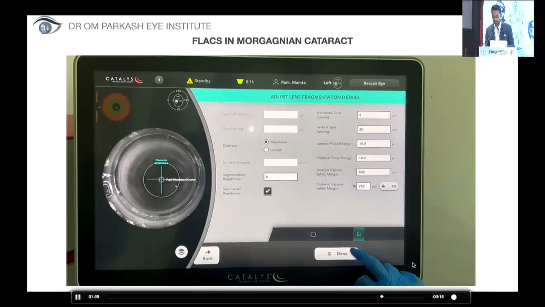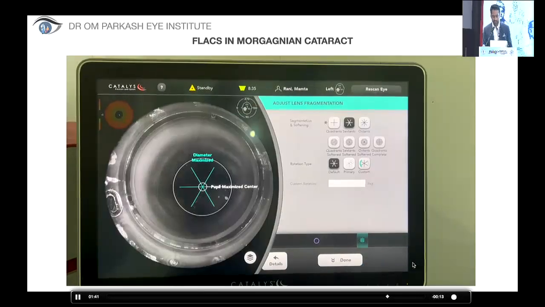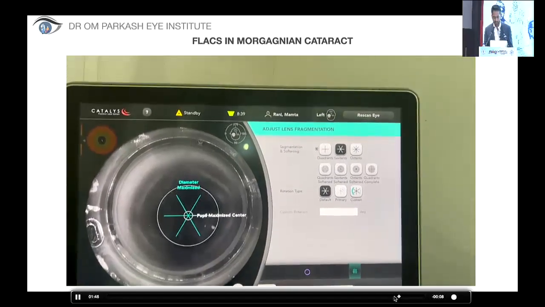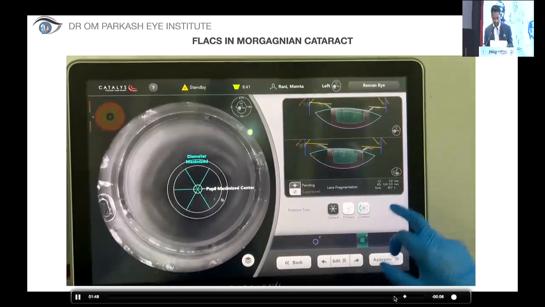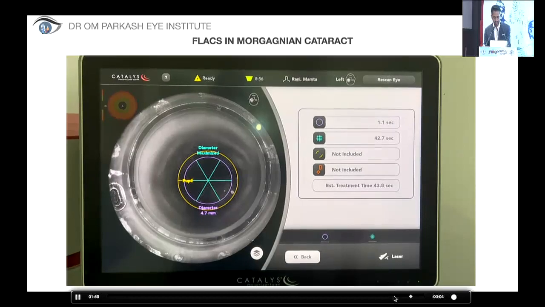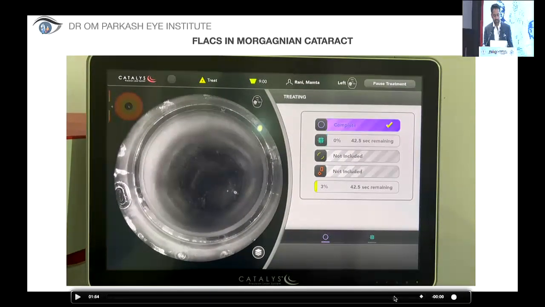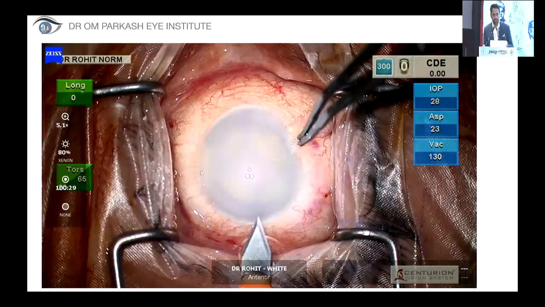I have increased the posterior capsule safety margin also, and then you press the button, and you'll see here that it is all matched. You can see that the capsular rhexis takes just 1.1 seconds, and by the time the fluid comes out, the capsular rhexis is completed. So that's the main aim, because once the fluid interferes with the laser, you can have uncut areas.